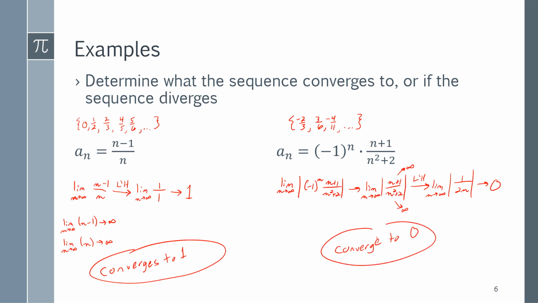Now, one thing to be careful of with those absolute values, it only works if it converges to 0. If it doesn't converge to 0, I can't do this with the absolute values.